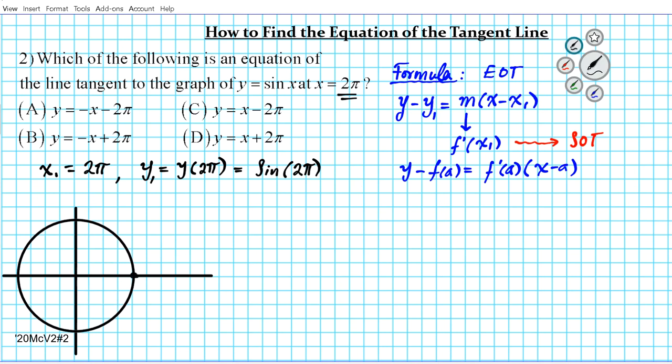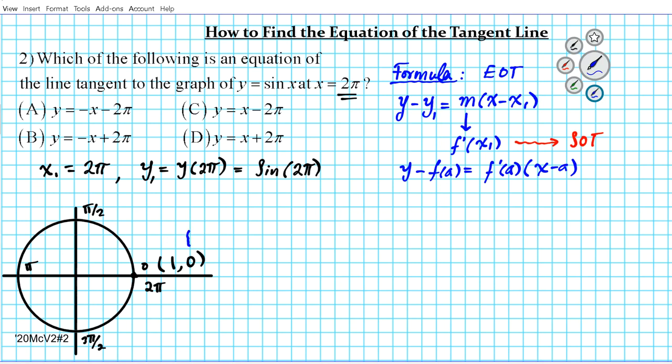Remember, unit circle means the radius is 1. So this is 0, this is pi over 2, this is pi, this is 3 pi over 2, and this is 2 pi, full circle. And then we need the coordinate here. What is the coordinate here? 1, 0. So you've got to remember how the unit circle works.